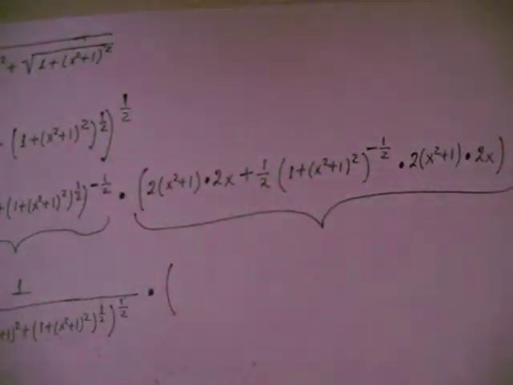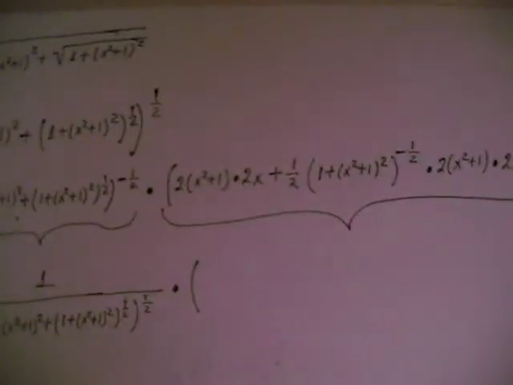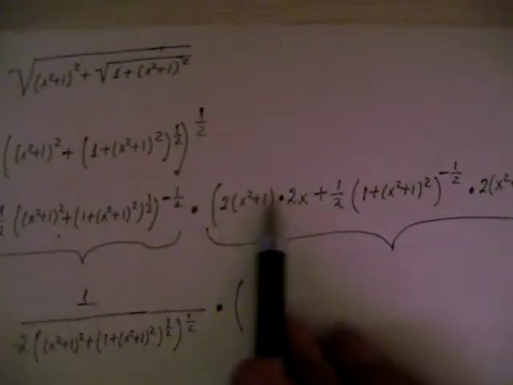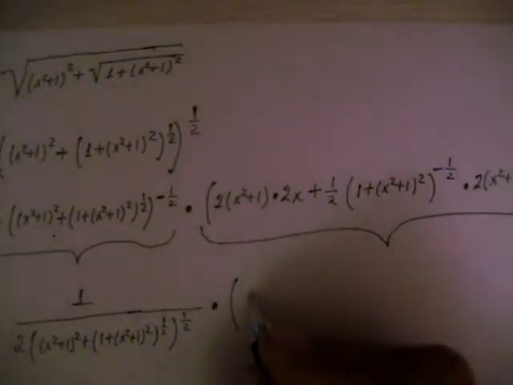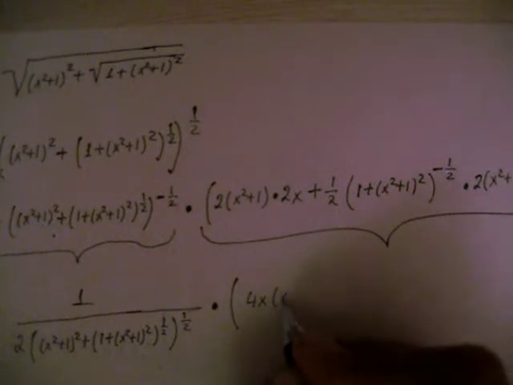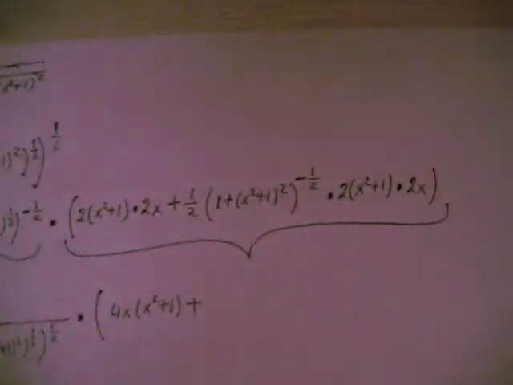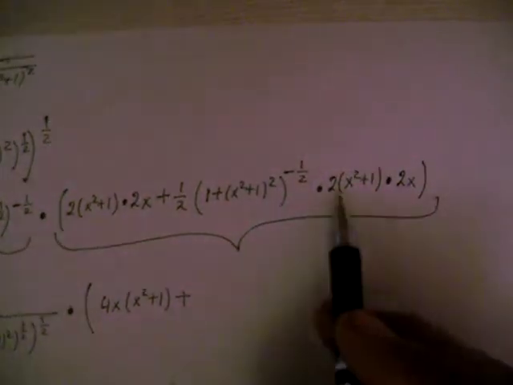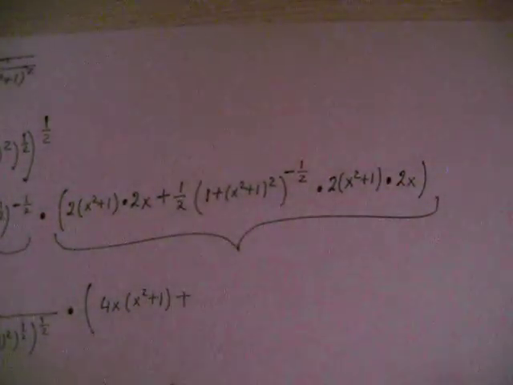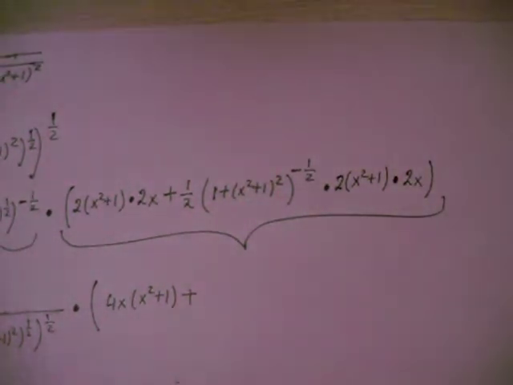Okay, in the second factor we have 2 terms, that's why we are using parentheses. And now let's simplify the first term. Okay, first term, 2 times 2x is 4x times x squared plus 1. Plus, okay, in the second term, so of course you can multiply 2 and 1/2 and cancel them. If you cancel, you can do that, and your answer will still be right.